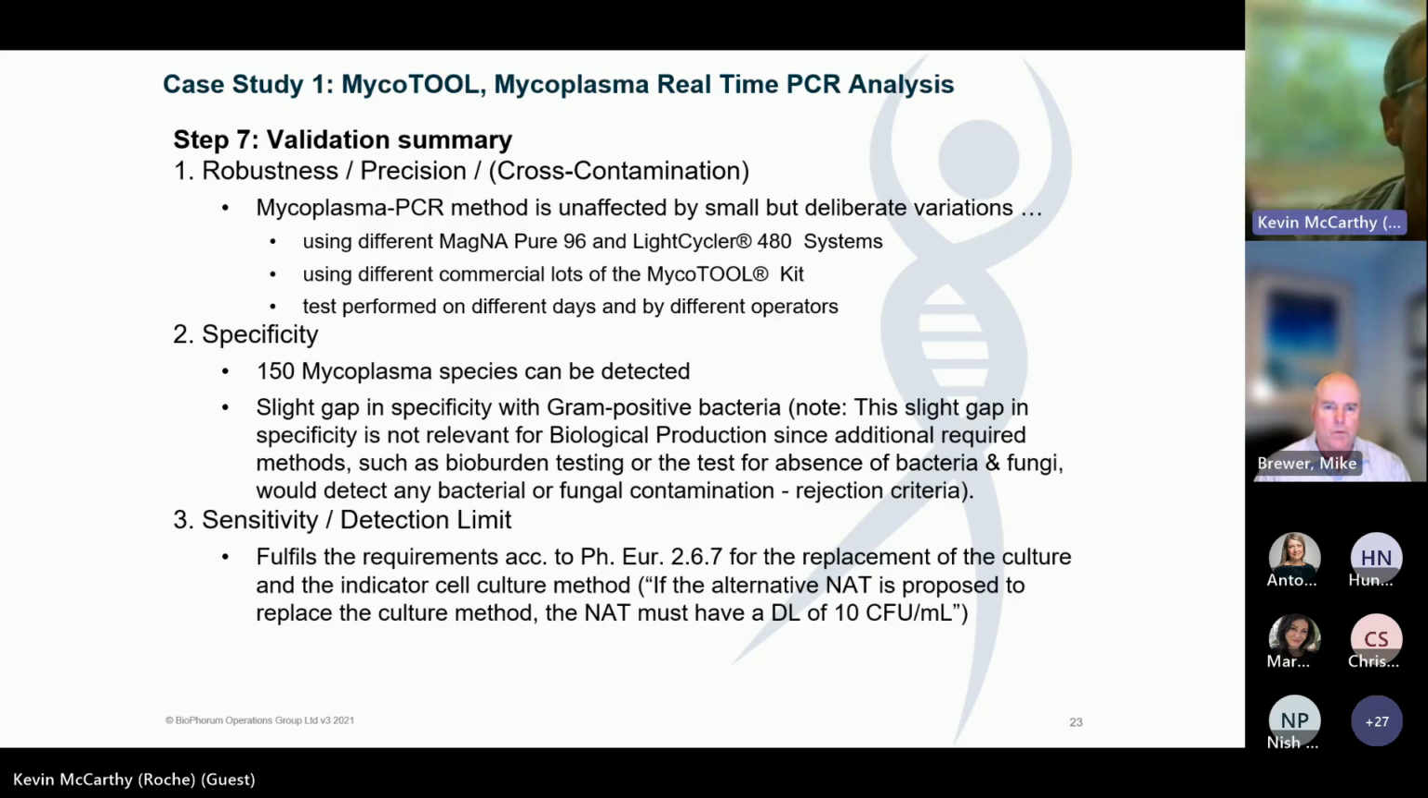This is for the specificity: 150 mycoplasma species were determined to be able to be detected, and this was determined through sequence alignment. Slight gap in specificity with gram-positive bacteria. This slight gap in specificity is not relevant for biological production, since additional required methods such as bioburden testing or the test for absence of bacteria and fungi would detect any bacterial or fungal contamination and reject the lot anyway.